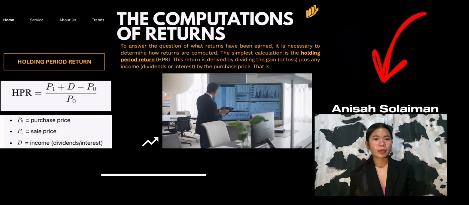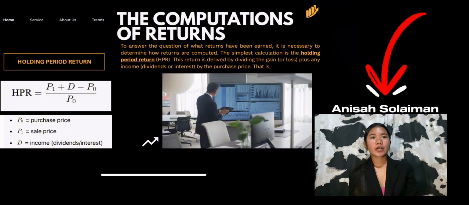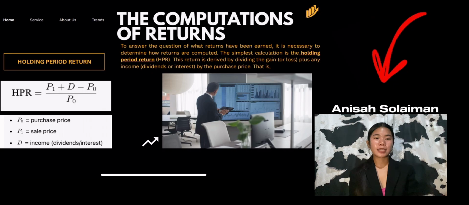And this is the formula. HPR equals P1 plus D minus P0, divided by P0. P0 is the purchase price. This is what you paid to buy one share of stock. P1 is the sale price, the money you receive when you sell the stock. And D is income, dividend, or interest, what you got while holding the stock.